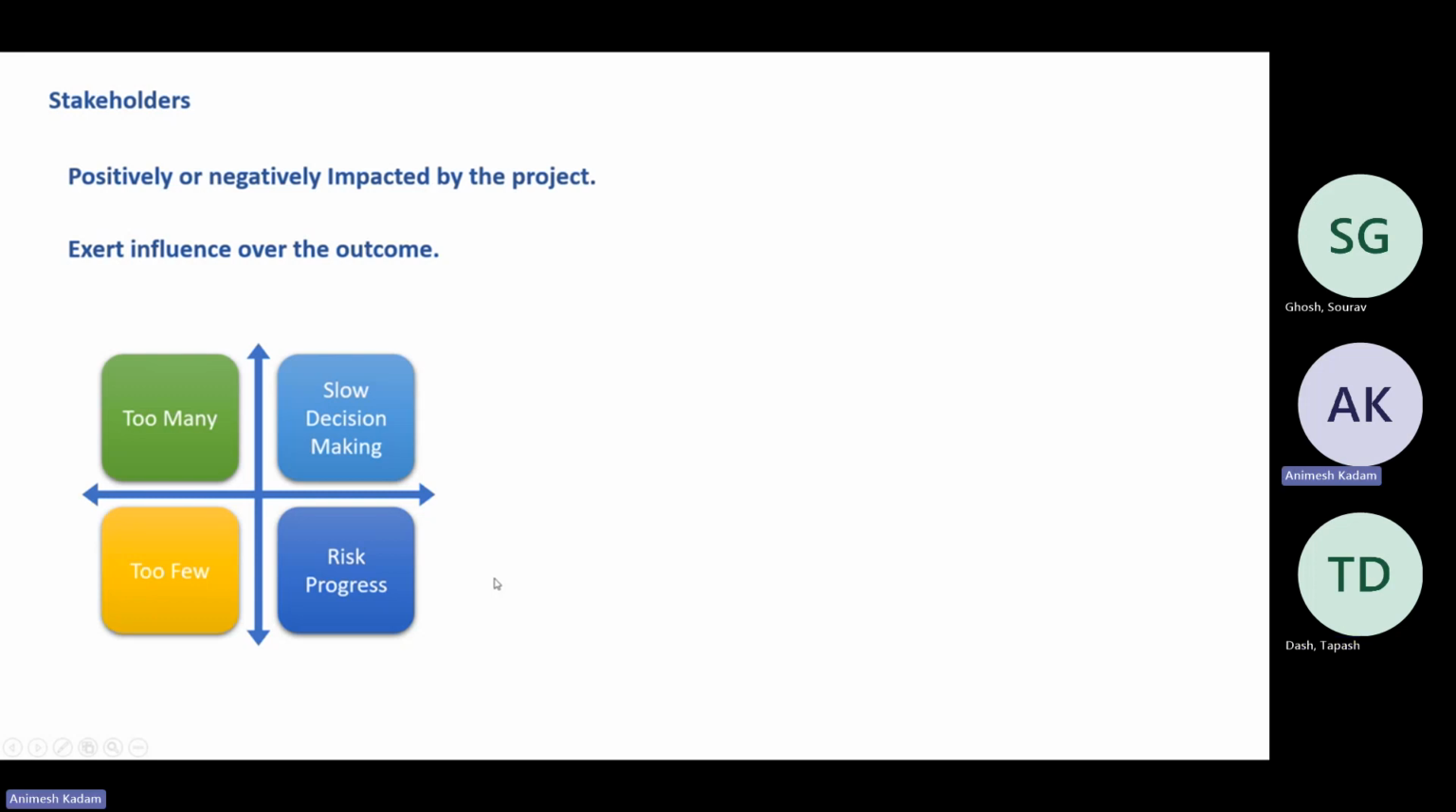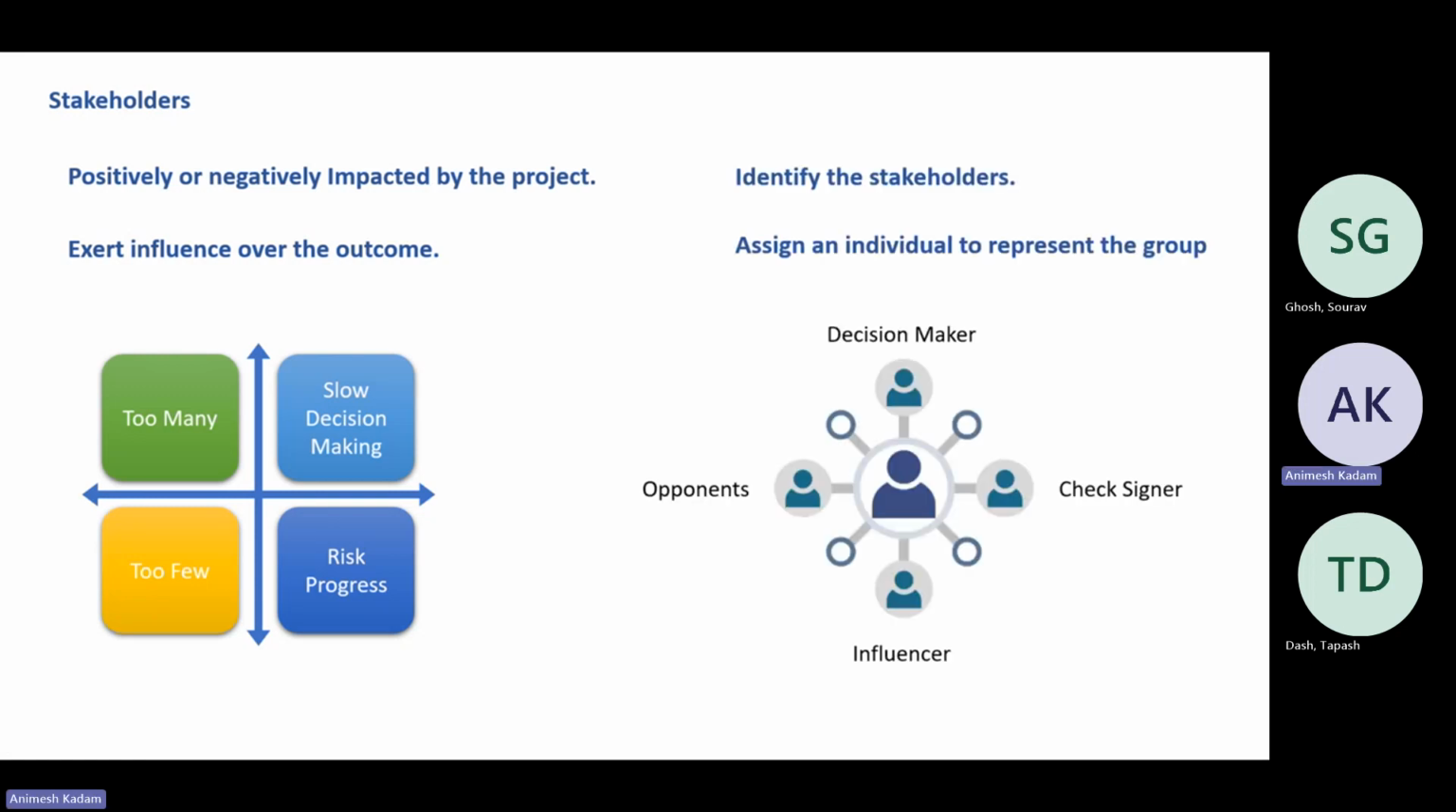They will only be having the vision of their area, like okay, I only need this information or that information, but they will not be having that broader vision of what all the system can do and what all you can get out of the system. So that way you need to identify, or you need to balance, and you need to take all the stakeholders into consideration in this case. So there will be some decision makers, then there will be some check signers, influencers, and opponents.